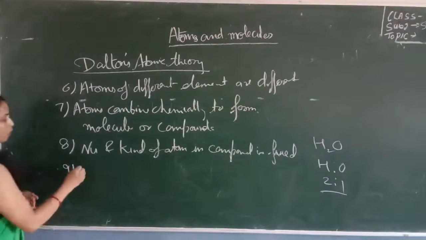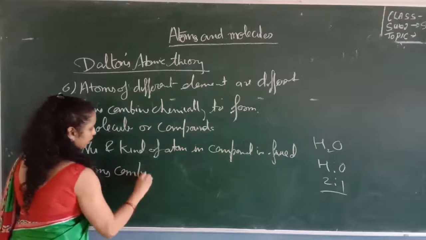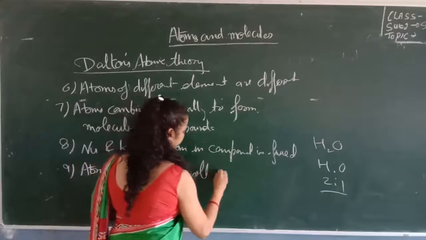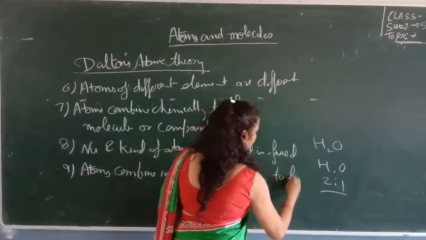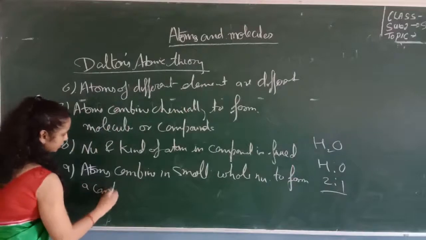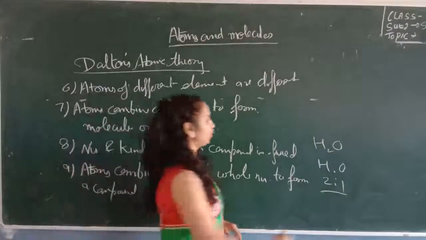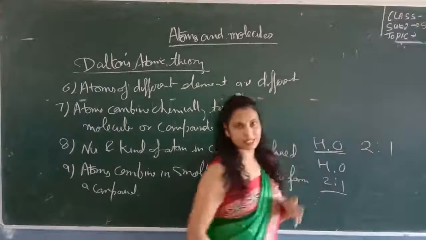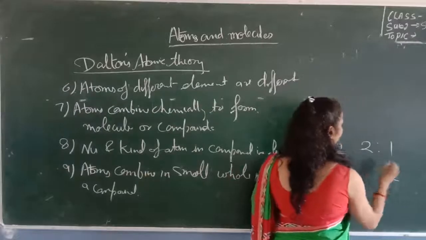Atoms combine in small whole numbers to form a compound. What is the meaning of this sentence? Suppose we know the water molecule. What is the formula for water? It is H2O. Here we know that two atoms of hydrogen combine with one atom of oxygen. So is it possible that we combine half a molecule of oxygen with one molecule of hydrogen?